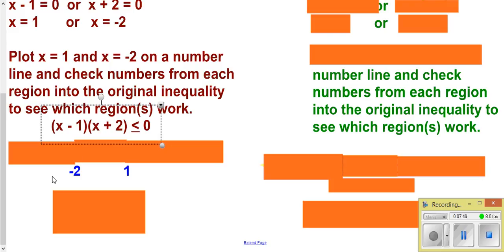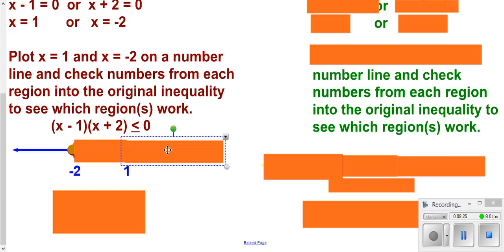Now, if I try a number over here, like say -3, -3 minus 1 would be -4. So I get a -4 here, put a -3 here, plus 2 would be a -1. Is a -4 times a -1 less than 0? A negative times a negative is not going to be less than 0, so I'm not going to shade over here. I could try a number over here, say 10, or 2, or 3. I could even try pi, anything larger than 1. If I did try 10, I'd have 10 minus 1, which is 9, and 10 plus 2, which is 12. Is 9 times 12 going to be less than 0? No, so I'm not going to shade there.